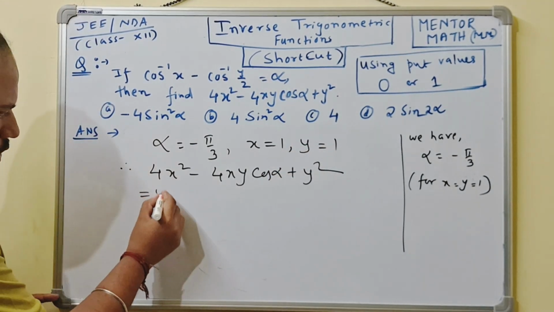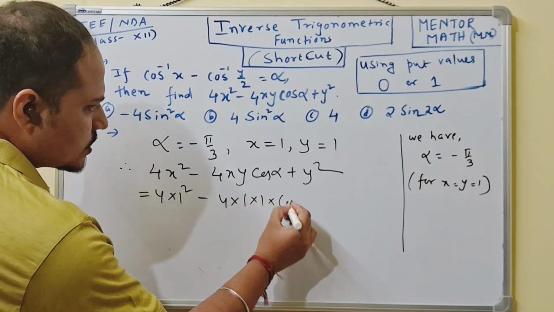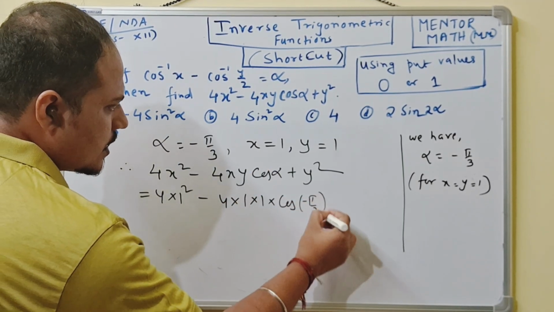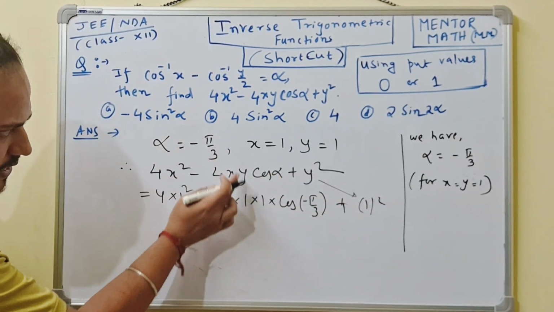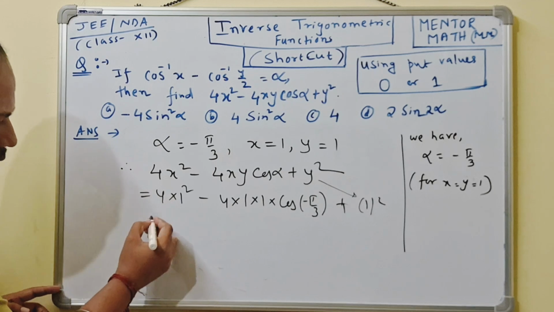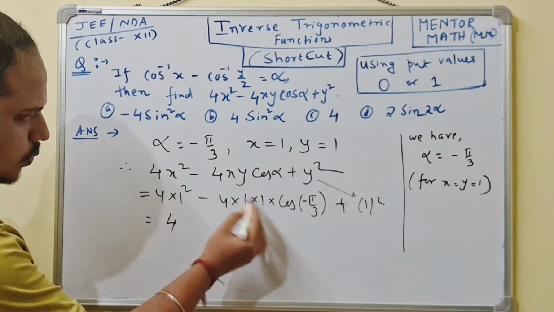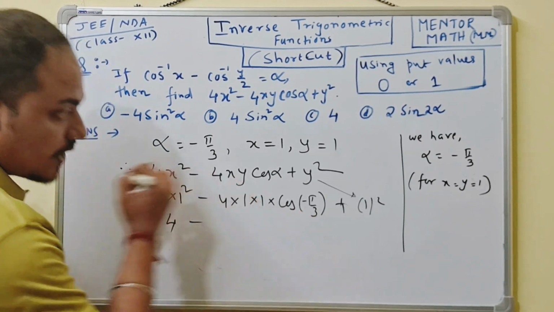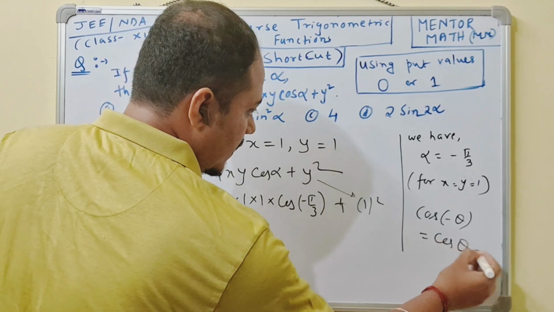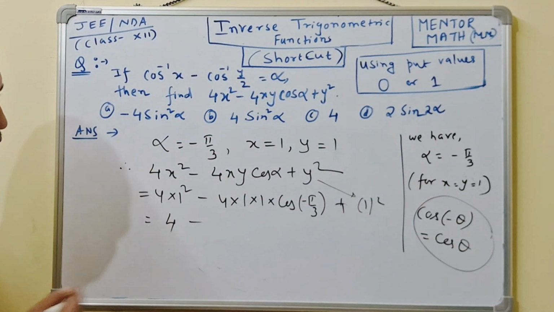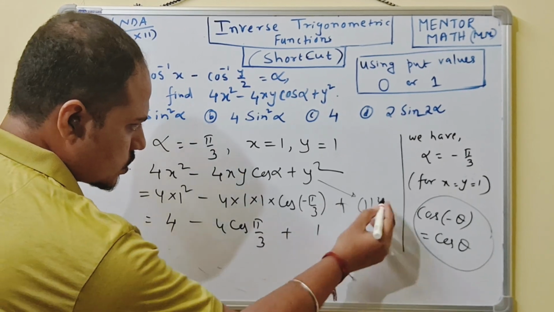So you can put here 4 into 1 square minus 4 into 1 into 1 into cos alpha, which is cos of minus pi by 3, plus y square, that is 1 square. You have to substitute x, y and alpha. Now 1 square is 1, so 4 into 1 is 4, then 4 into 1 into 1 is 4, and you know from class 11 that cos of minus theta is equal to cos theta. So you can apply that form also. That means 4 minus 4 cos pi by 3 plus 1 square, which is 1.